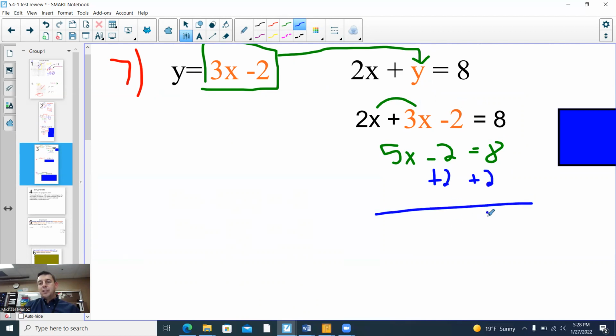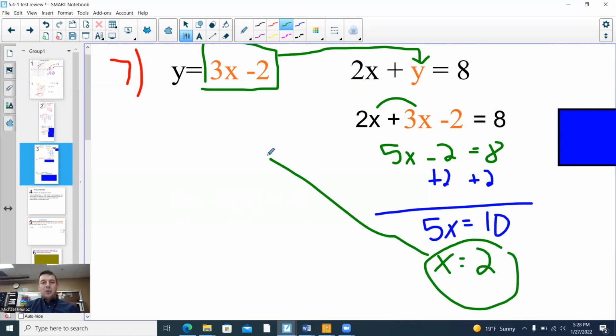and what I'm left with is 8 plus 2 is 10. I'll bring down my 5x. Remember, I want to get x alone, so I'm going to divide by 5. So I'll divide both sides by 5, and 10 divided by 5 is 2. Now at this point, you'll have to take this, plug it back into this equation up here. I'm not going to show all the work, but I know that if this was a 2 right here and I'm multiplying, I'd take 3 times 2 is 6, and 6 minus 2 is 4. So that tells me what my y is. So my answer should be 2, 4.